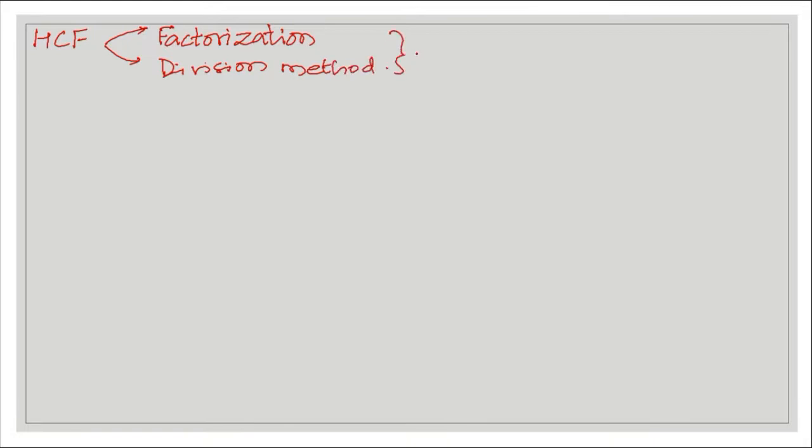Hello students, let us continue the session on playing with the numbers. We had discussed highest common factor and we all understood there are two important methods for finding the highest common factor. One of the methods is called the factorization method, also called the prime factorization method, and the second method is called the division method. We have solved a few questions using these two methods. Let us solve one or two questions.